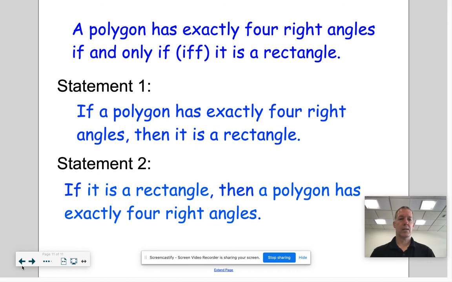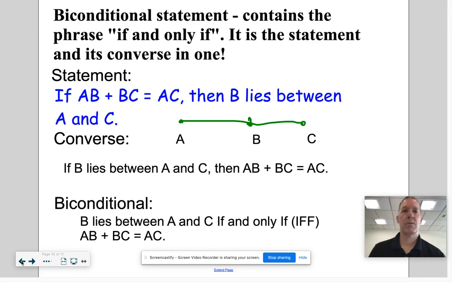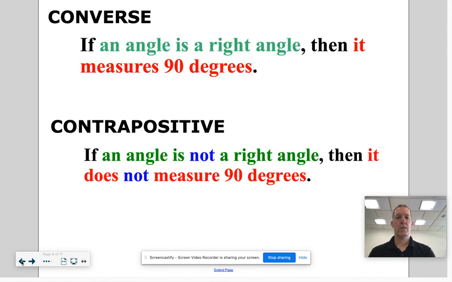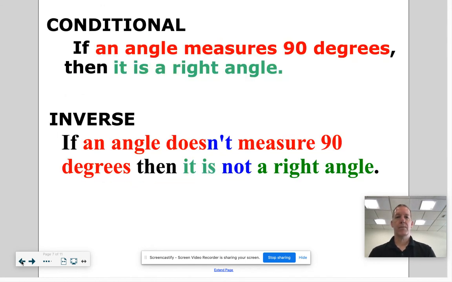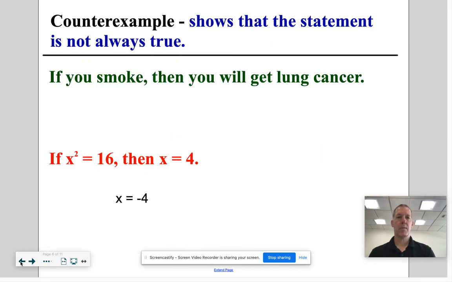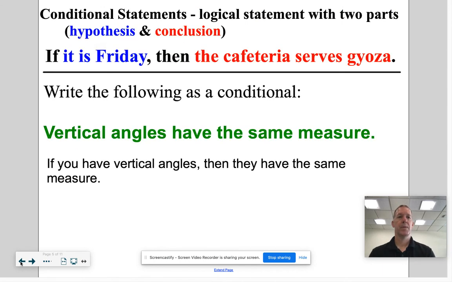Okay, so that's a lot of stuff, right? Biconditionals, make sure you understand those. Make sure you understand your shorthand notation. You need to know all 4 different ways of writing conditionals: conditional, inverse, converse, and contrapositive. And we need to know counterexample, and counterexample comes up a lot. It's very powerful. You need to be able to draw counterexamples, interpret counterexamples, and come up with counterexamples.